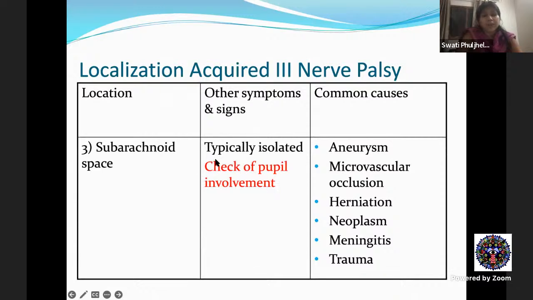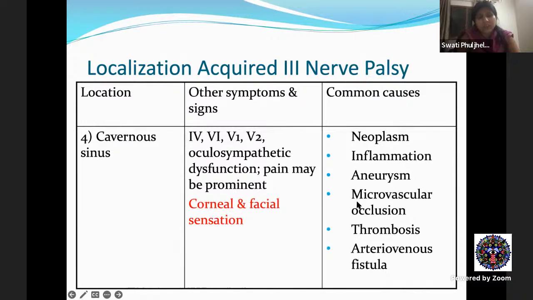Then at the subarachnoid space, the most important thing is to do the pupillary examination, because at this level it is not associated with any other neurological syndrome. So such a case may be difficult to localize if one is not careful enough, and if proper neuroimaging is not done. So it's important to check for pupil involvement. The causes again remain the same as those of fascicular involvement.